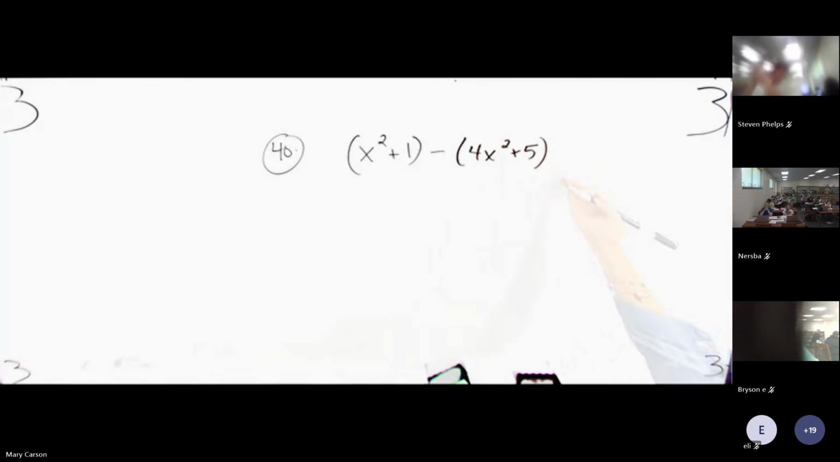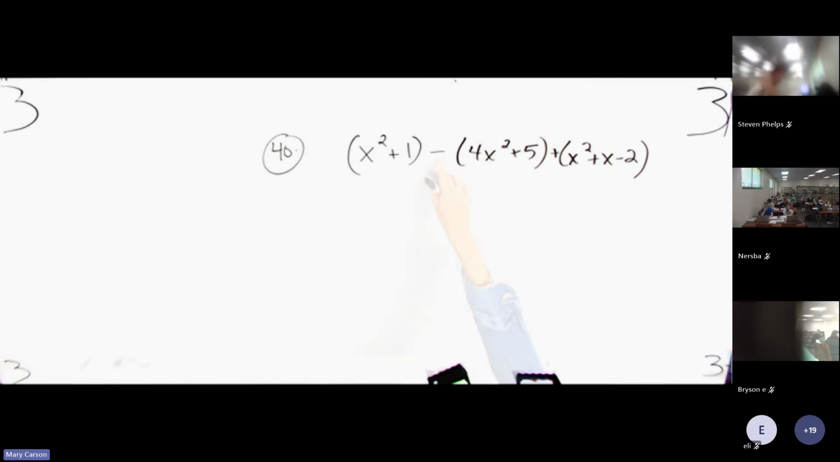We've got x squared plus 1 minus 4x squared plus 5 plus x squared plus x minus 2. X squared plus 1 minus 4x squared plus 5 plus x squared plus x minus 2. All right. So when you're looking at this one, you've got this negative in here in between, okay?